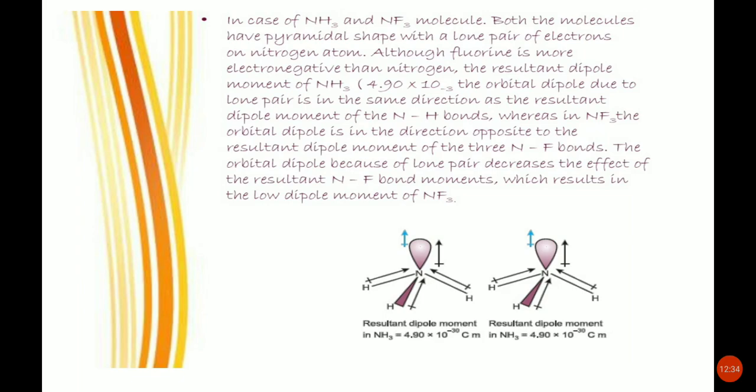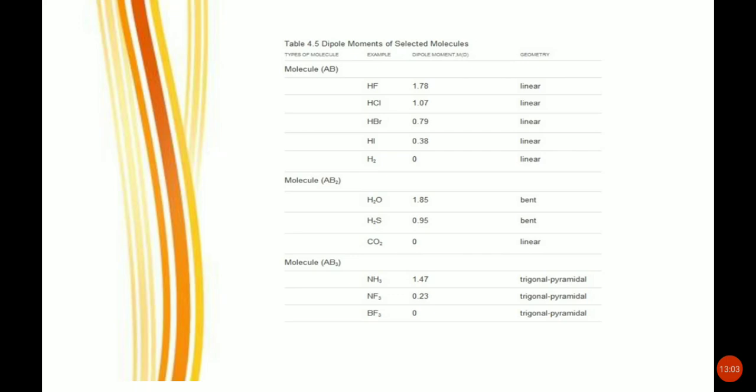So this is a very important question. Although fluorine is more electronegative than nitrogen, the resultant dipole moment of ammonia is greater than that of NF3. What is the reason? The reason is in NH3 the direction of dipole moment is the same as that of the lone pair, and here in NF3 the direction of dipole moment is different. It is different and they partially cancel out each other. That is the reason for this. Now we can see the dipole moment of some molecules and the geometry of the molecules also.